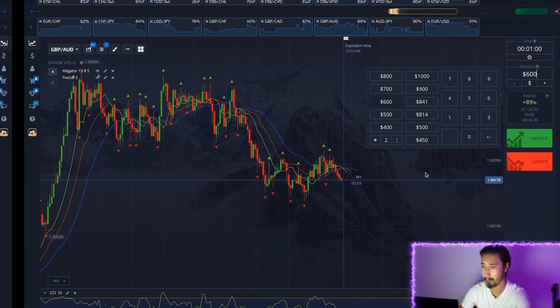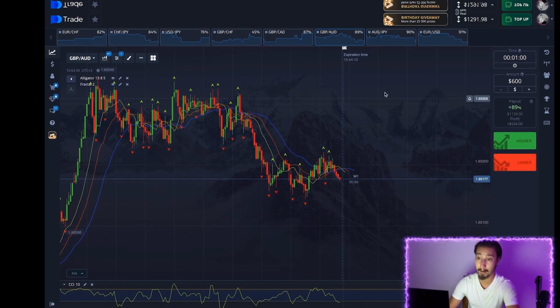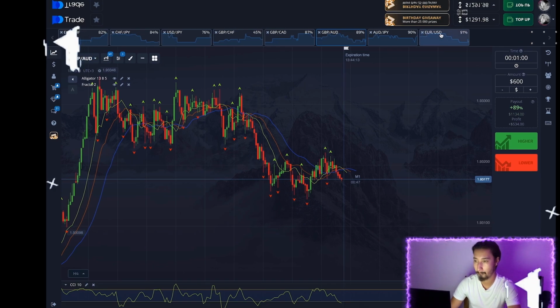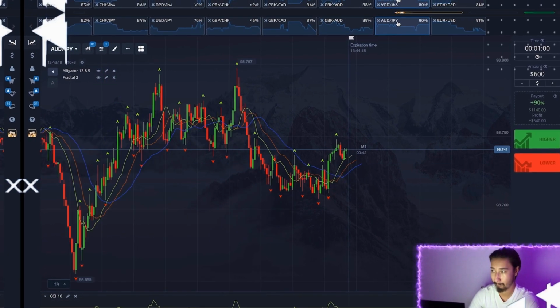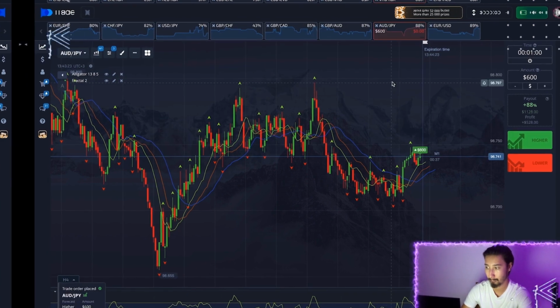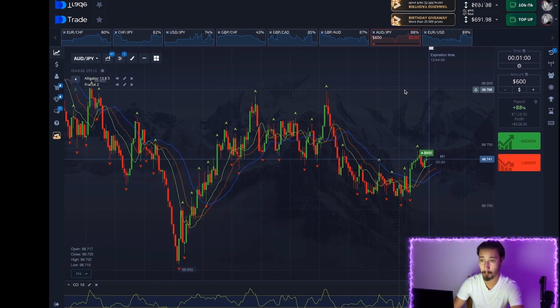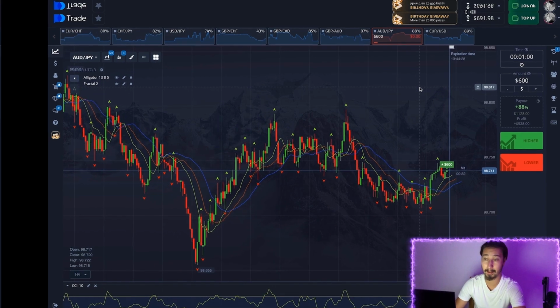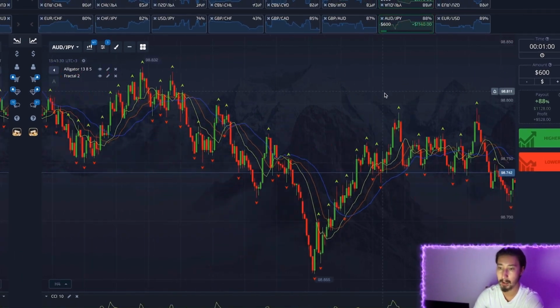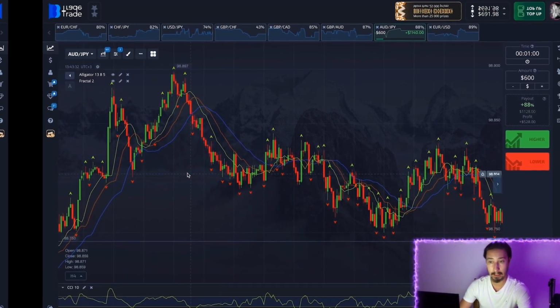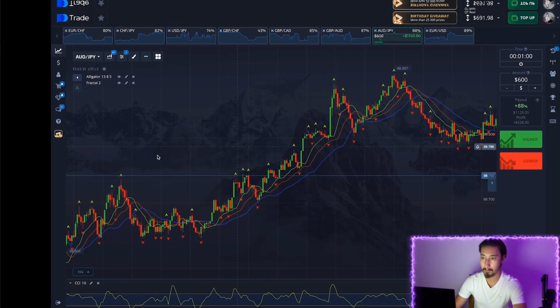So let me change the amount. Let's put down $600 and let's continue trading. Alright, let's open here a long position in the direction of the actual trend. So let's look at the dynamics of the movement earlier.